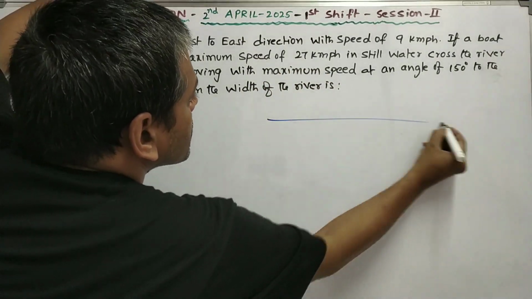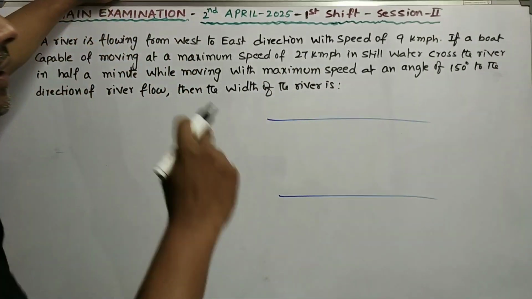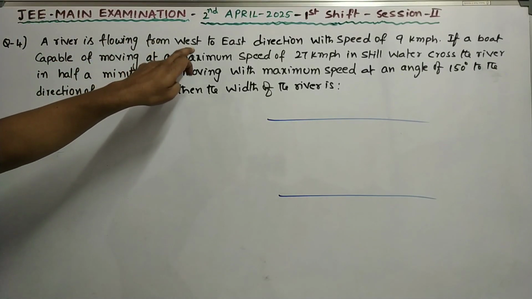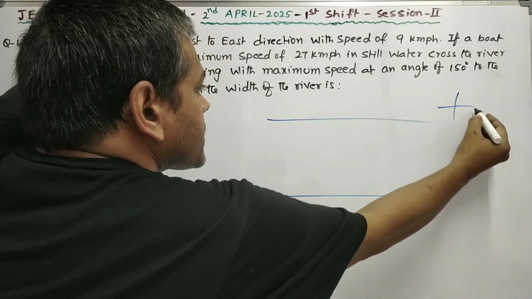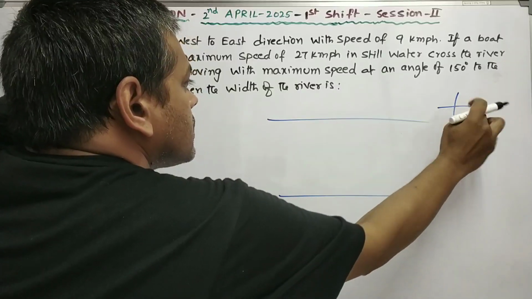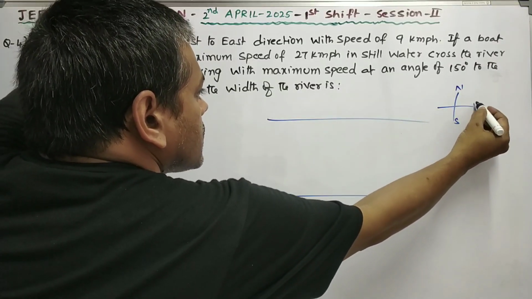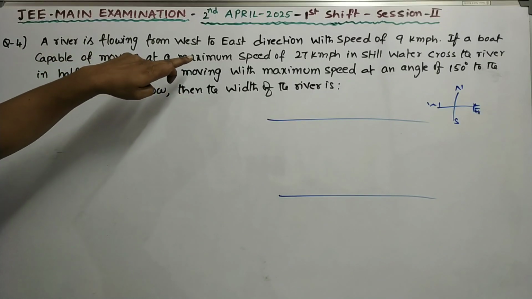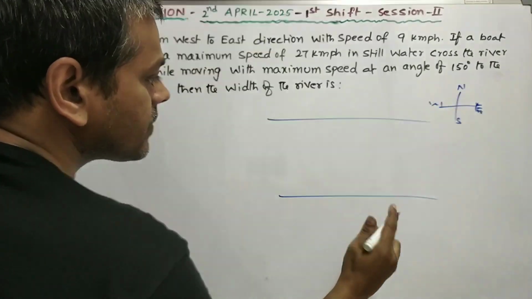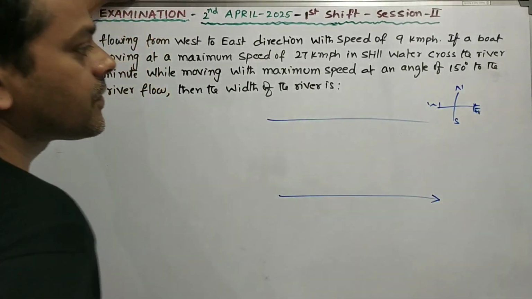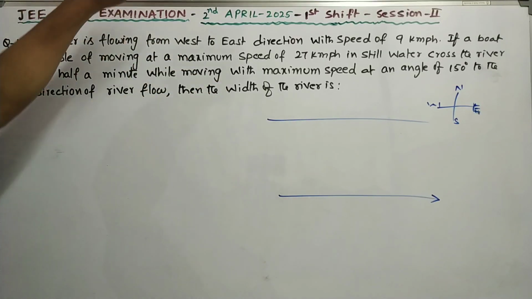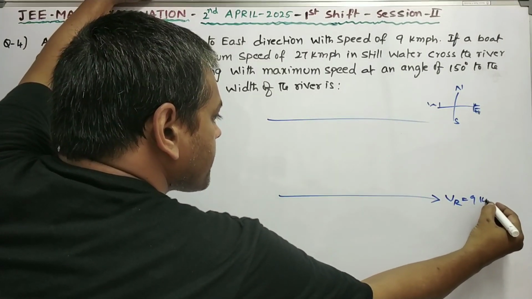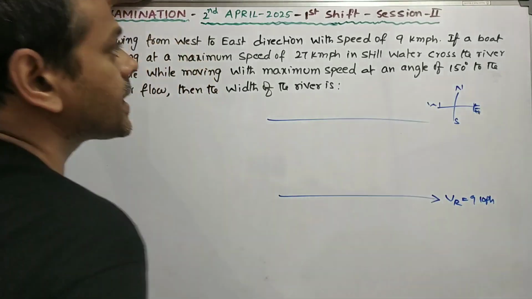Suppose this is the river. Okay. A river is flowing from west to east. To know which direction, this is north, south, east, west. So in what direction is the river flowing? From west to east. That means this is the direction of river flow. Okay, with what speed, velocity of river? How much? 9 kmph.